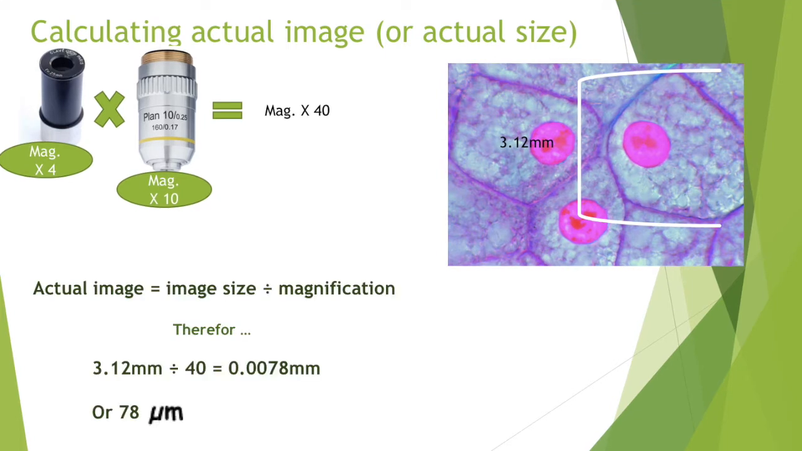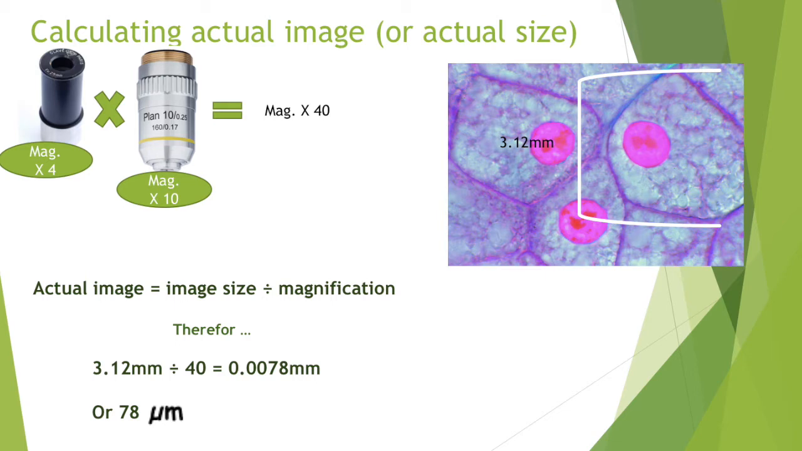So the final thing you need to do is put all of this information into our equation. So to calculate actual image, we need to divide the image size by the magnification used. So in our example, we've got 3.12 millimeters divided by a magnification of 40. This gives us 0.0078 millimetres, or this can be simplified to 78 micrometres.